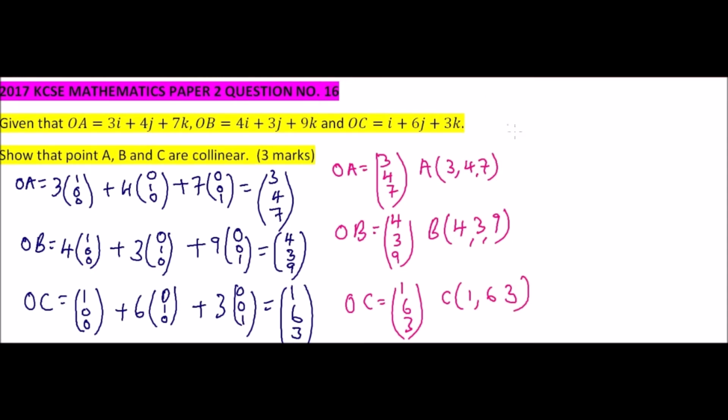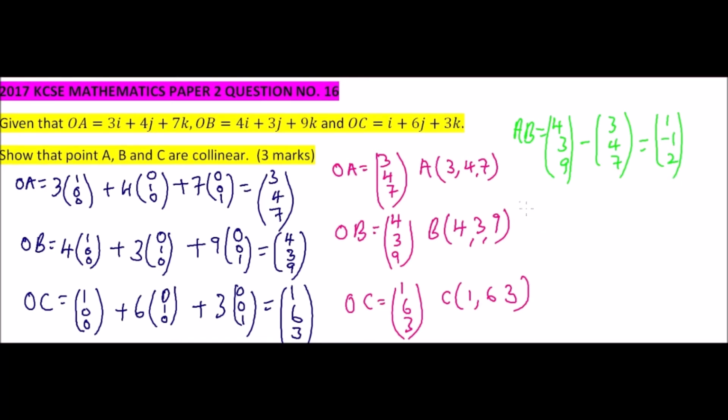So we need to get the vectors. AB is equal to (4, 3, 9), that is our vector, minus (3, 4, 7). So when you subtract that, you get 4 minus 3, which is 1. 3 minus 4 is minus 1. 9 minus 7 is 2. So that is our vector AB.